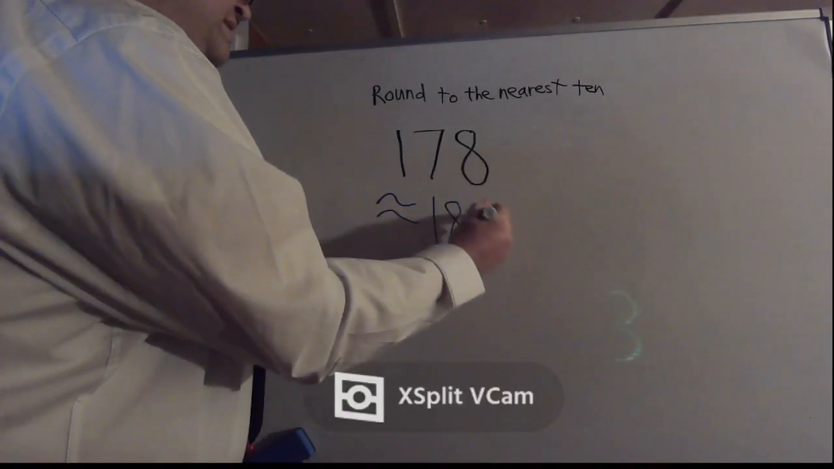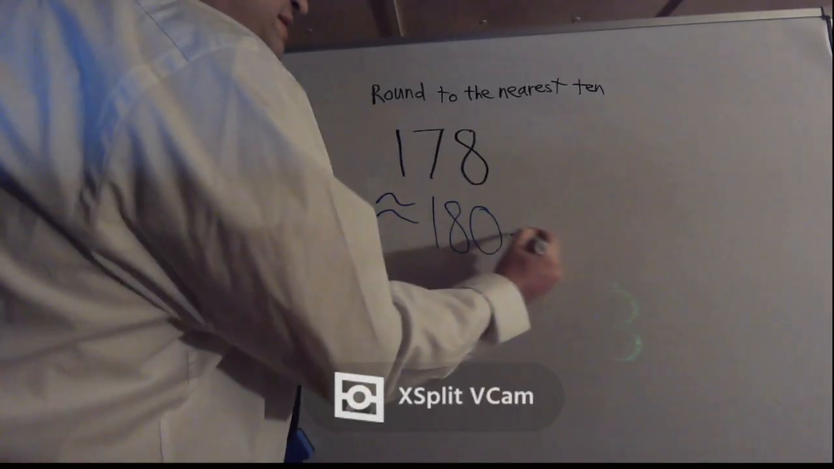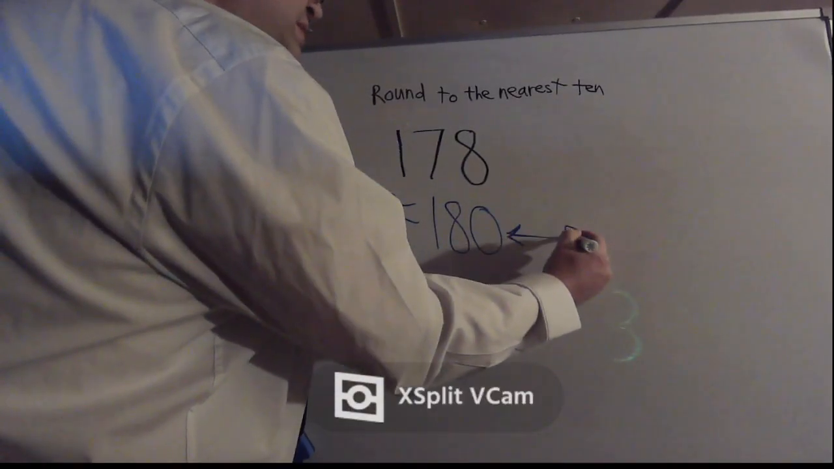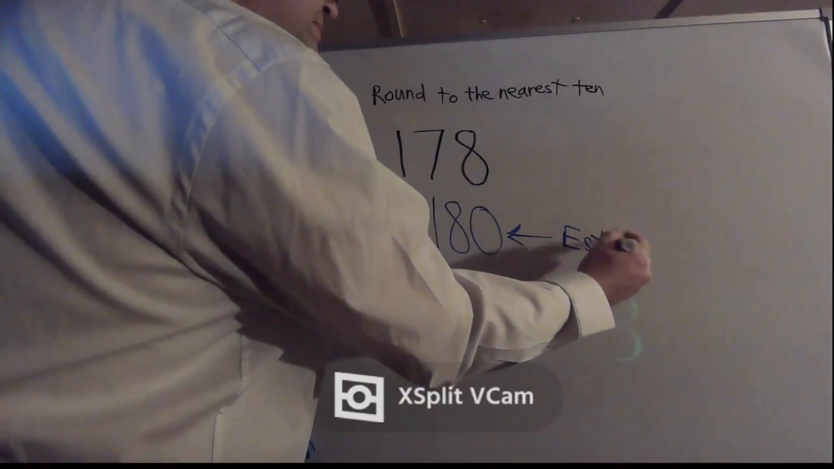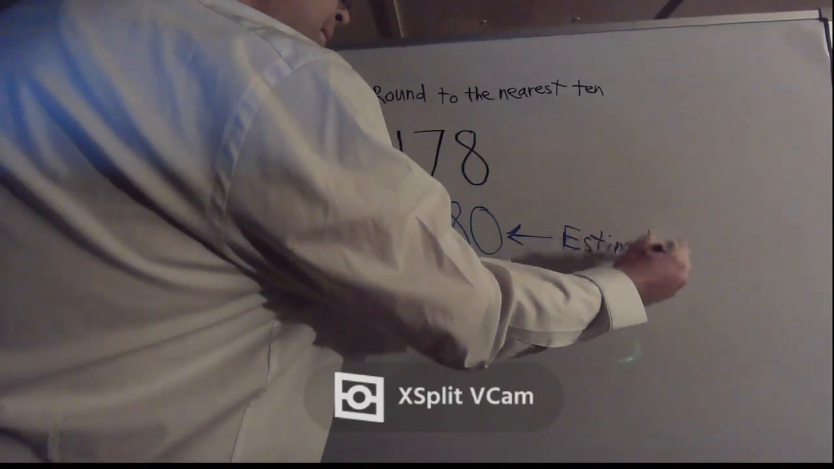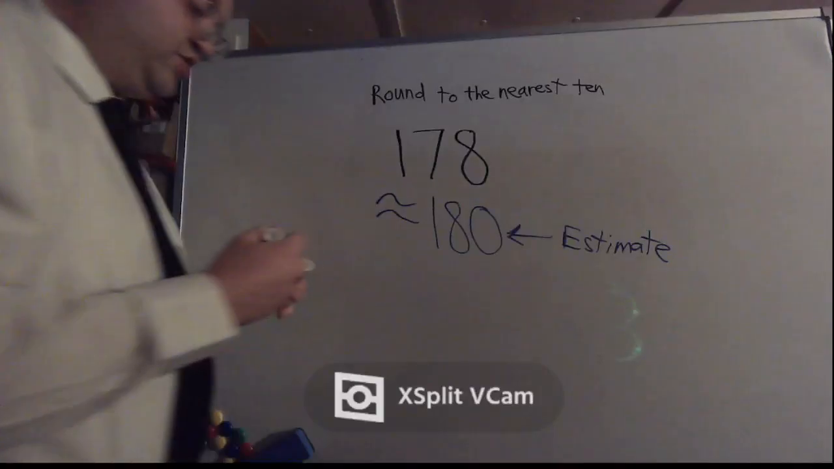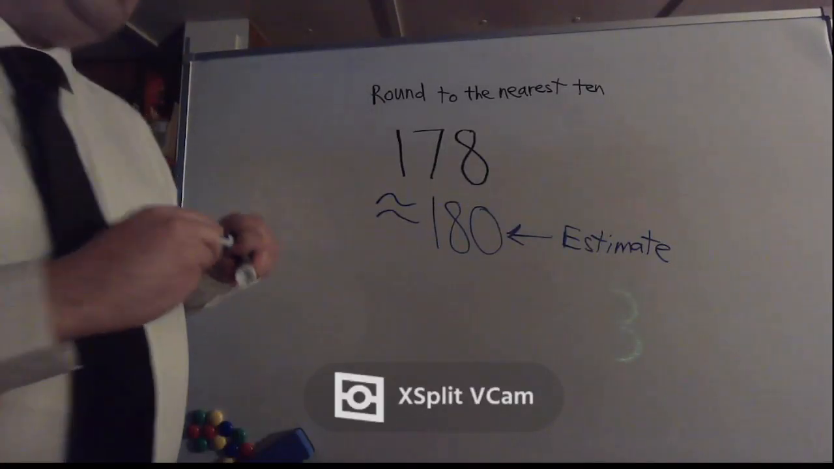So rounding is the process. The estimate is your result. That's the name of your result, the estimate.